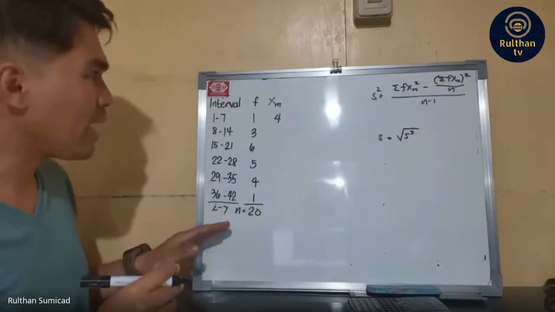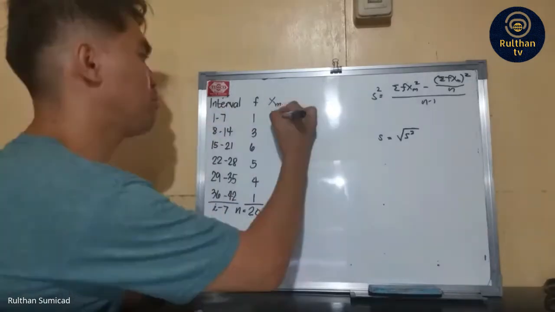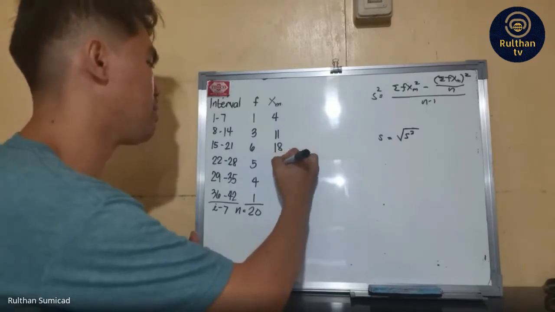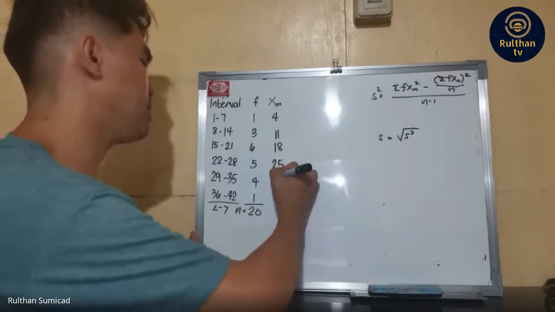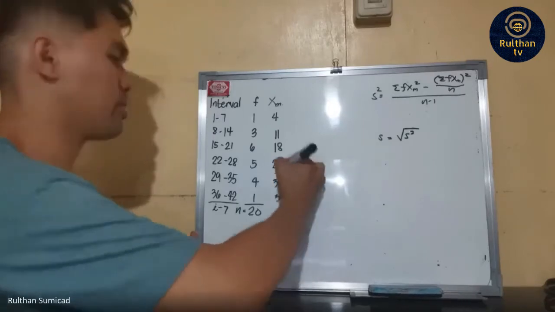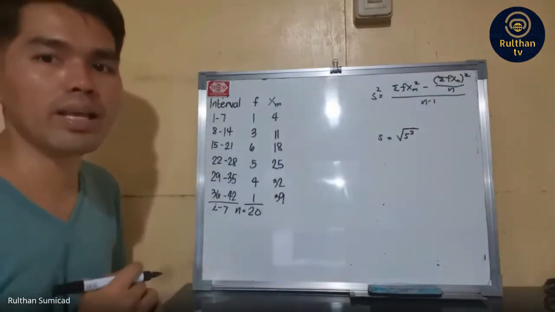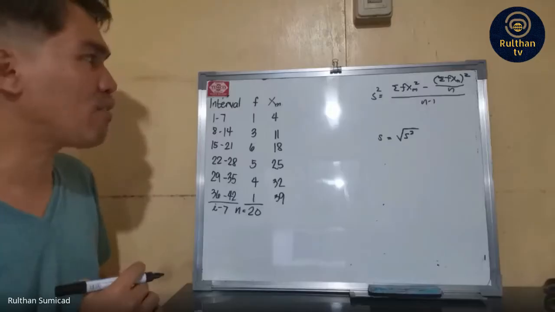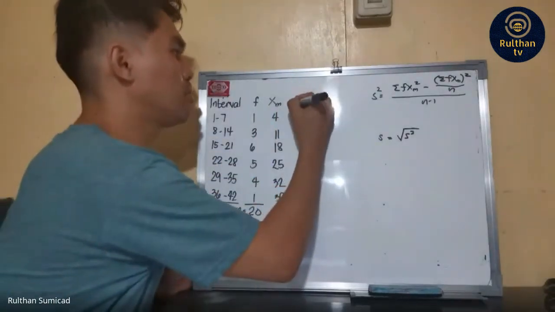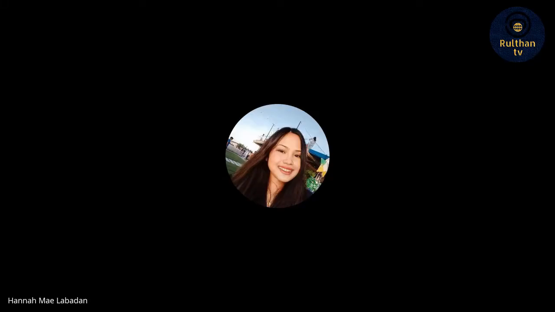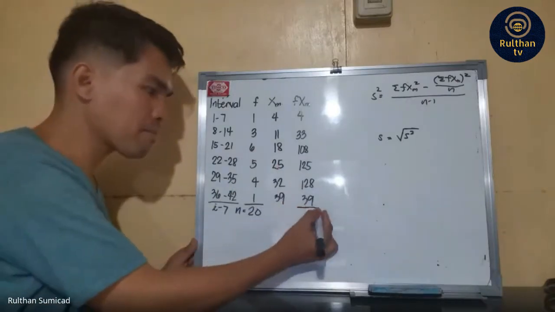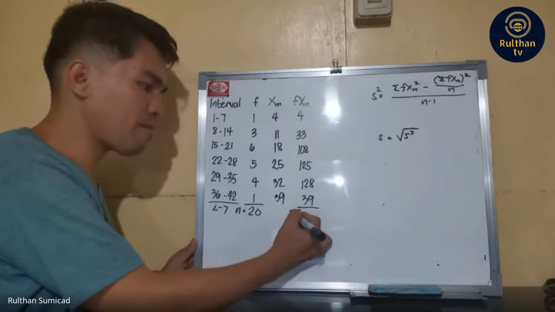We have our I, and let's continue with our midpoints: 4, 11, 25, 32, 39. So we have now our midpoints. Next, we will find the product of the midpoint and the frequency. We have this column completed. Now, of course, we need its summation, the summation of F times X sub M for this column.